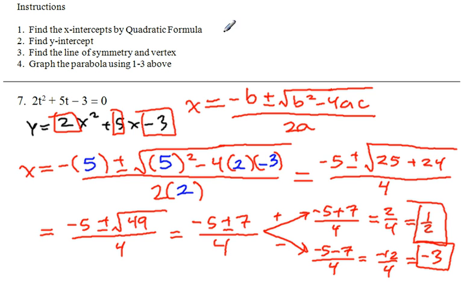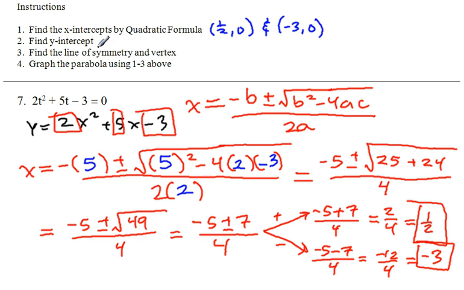All right, for the x-intercepts, let's write these two values as points. 1/2 really means the x-intercept 1/2 comma 0. That's the official x-intercept. And the second x-intercept was at -3, but written as a point, it's -3 comma 0. So those are the two x-intercepts.